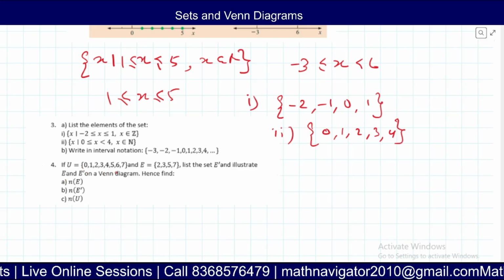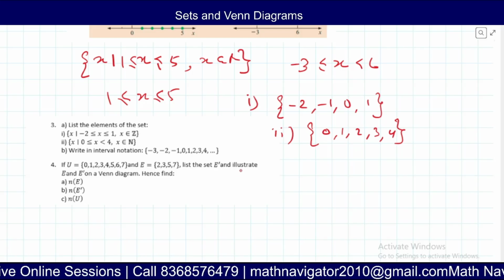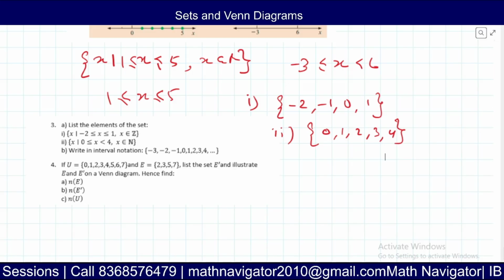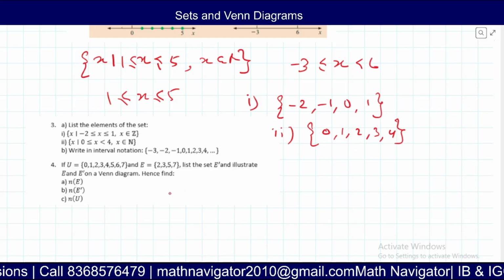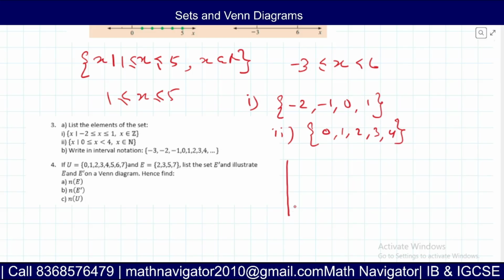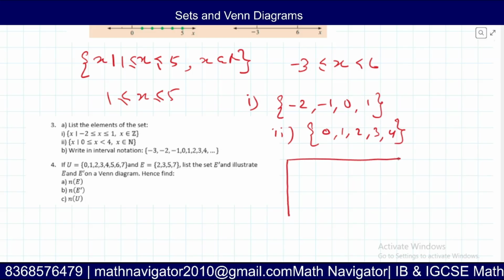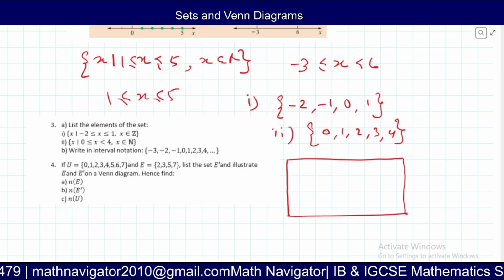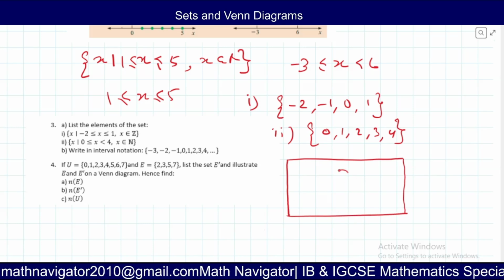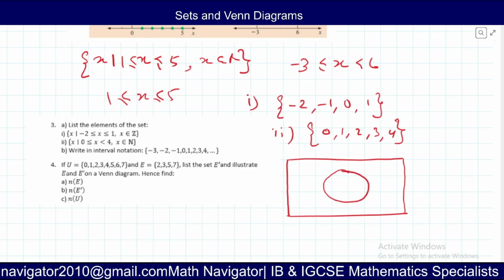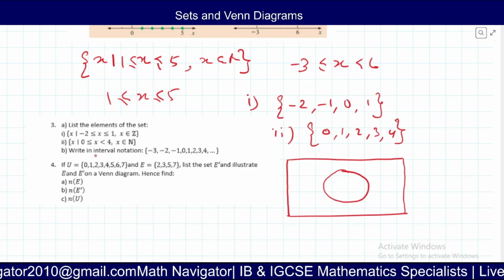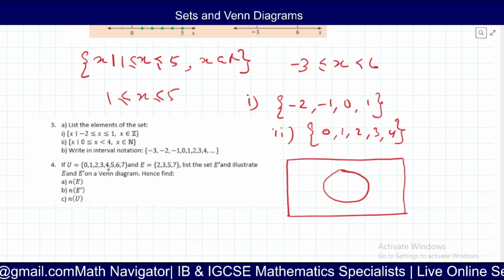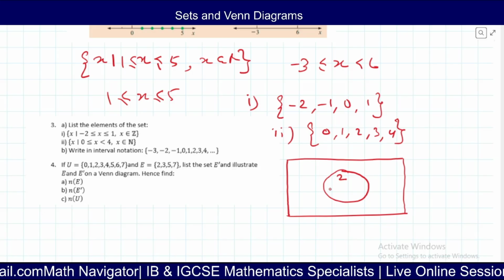If U is equal to this and E is equal to this, list the elements in E complement and illustrate E and E complement on a Venn diagram. So I need to make a Venn diagram. How will I make the Venn diagram? I'll make a universal set, which is something like this. Got it? And then I'll make E here. So in E there is 2, 3, 5, 7.